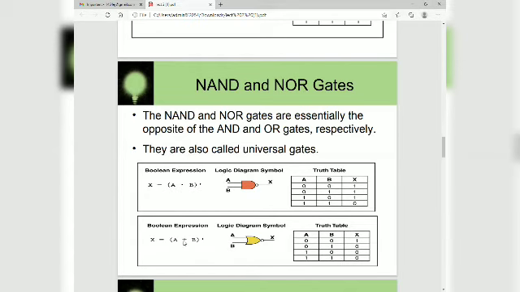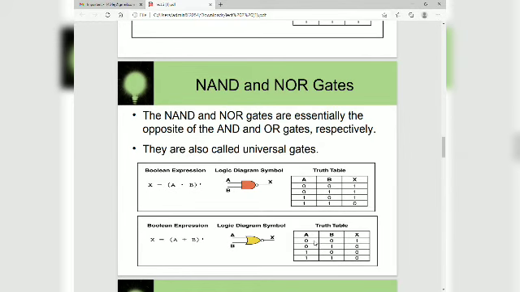Then the NOR gate. Boolean expression is X is equal to (A plus B) bar, because the NOR gate is the combination of NOT and OR gate. This is the symbol of the NOR gate. The first symbol of the gate is OR, and this bubble indicates the NOT gate.